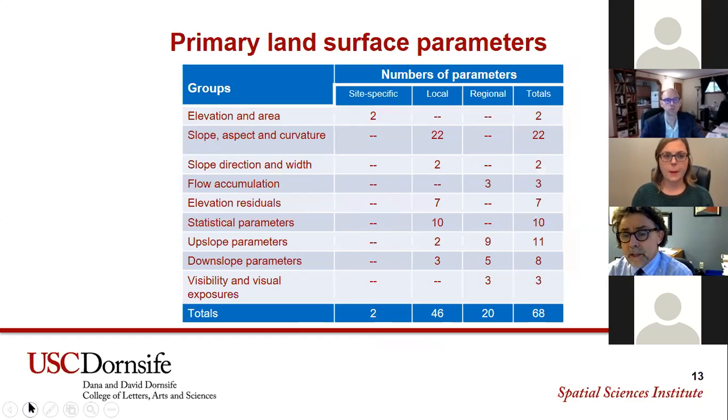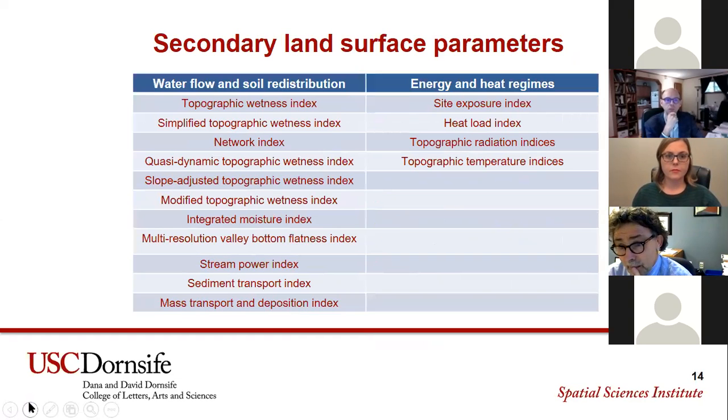And in fact, you could multiply 68 by about 25, because for many of these things there are options you have to choose in terms of how you calculate them. And so in that respect, then there are many hundreds of possible primary land surface parameters that we could calculate and that many people have calculated and published in the last 40 years. Next. And then there are also an ever-increasing number of secondary land surface parameters.